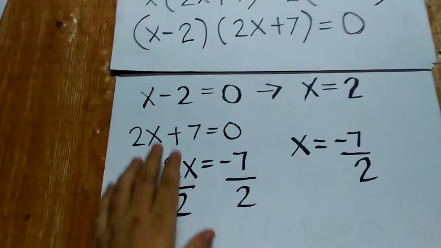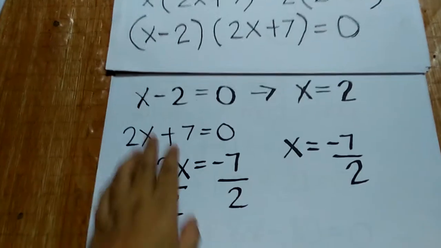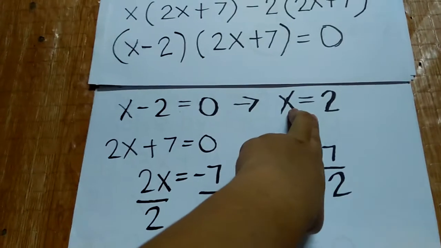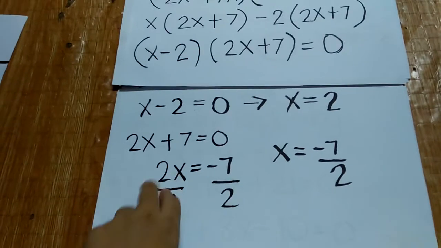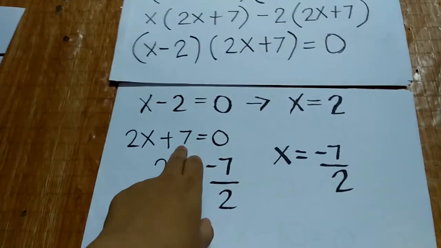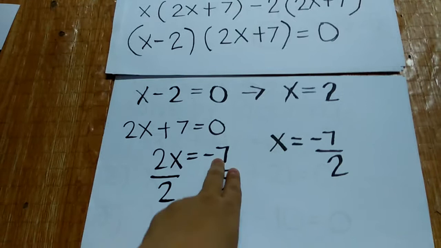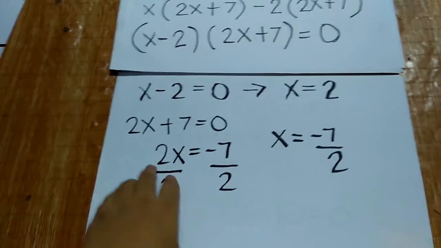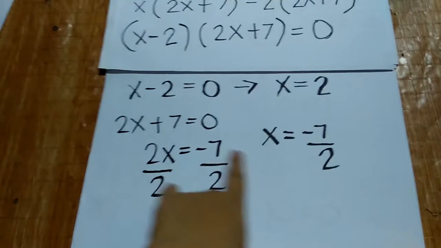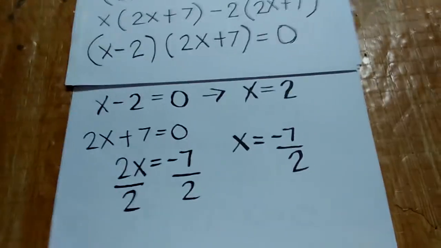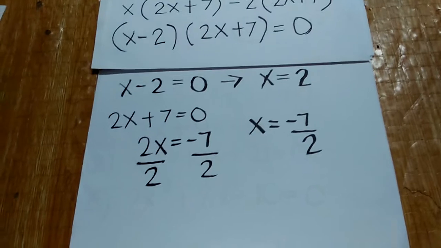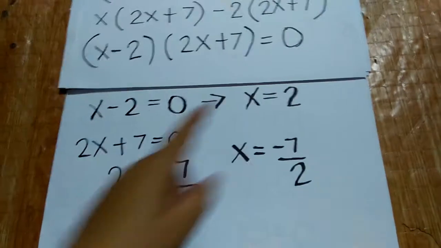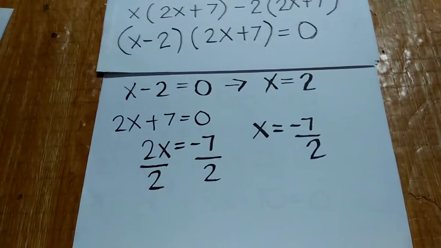Equal natin sa 0, both factors. So, x minus 2 equal to 0. So, magiging x is equal to 2. And then ito, ayan. Si 7, minove natin sa kabilang side, so naging negative 7. Then, kailangan x lang ang matira, so i-divide natin both sides by 2. So, ang nangyari, x is equal to negative 7 over 2. Okay, so ang roots natin ay 2, tsaka negative 7 over 2.